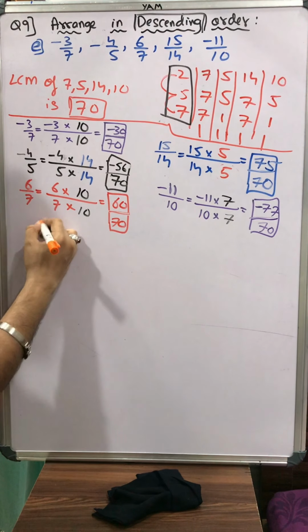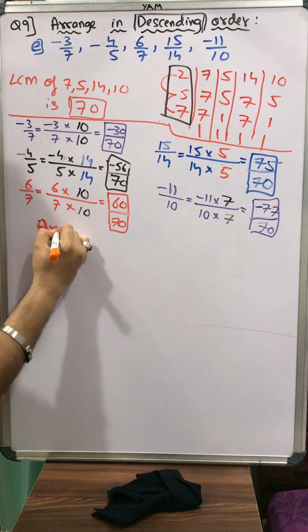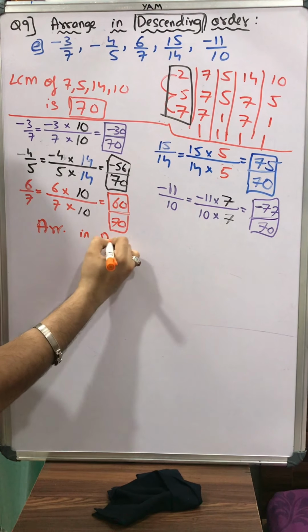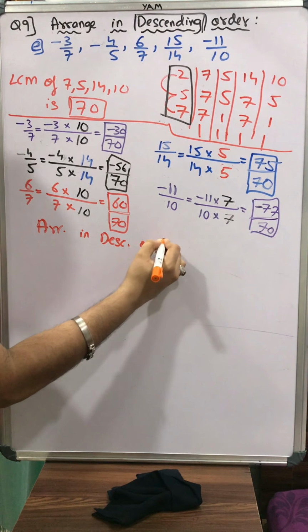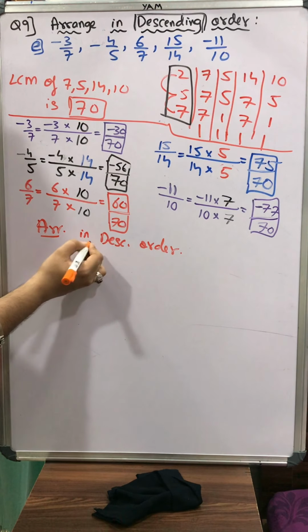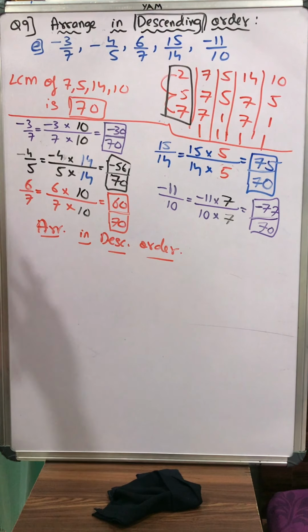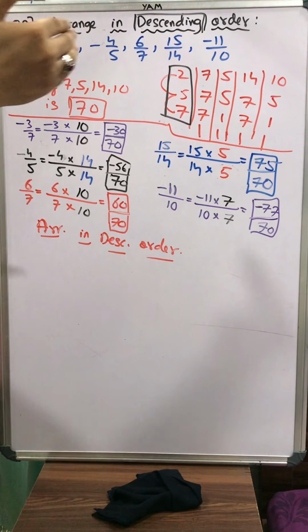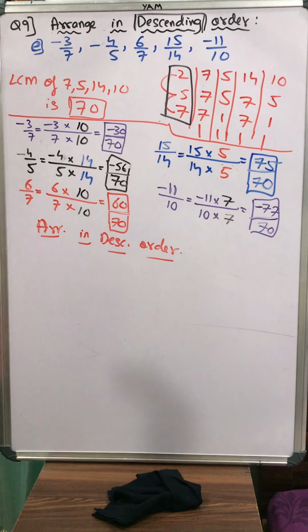Now students, I'll write that golden step. What's that step? Arranging in descending order. You have to write it in full. I don't have space, that's why I'm using the short forms. You have to write in full. Now students, you tell me what is descending order. Descending order means from the biggest, largest number to the smaller number. In Hindi, bade se chota.